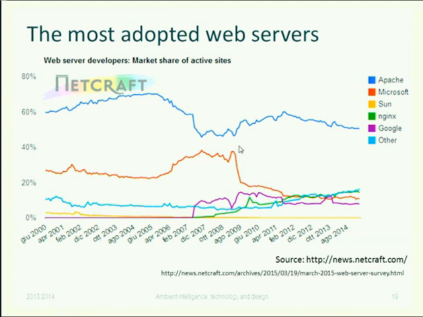There was a surge in Microsoft some years ago, when they started to offer free hosting. There is a surge here in recent years for this Google server. When you open a Google site, you're running on the Google server, but most Google servers also run Apache. So more than half of the web servers on the internet are using the same software.